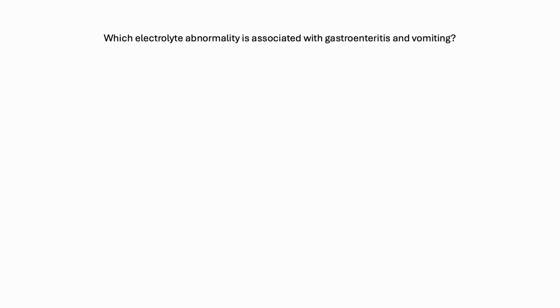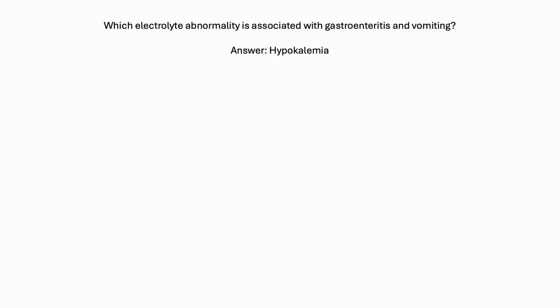Which electrolyte abnormality is associated with gastroenteritis and vomiting? So it's going to be hypokalemia. Might see this in even bulimic patients. Another electrolyte would be chloride for sure. But hypokalemia is kind of more worrisome. As we know, we get that T-wave depression, things like that.